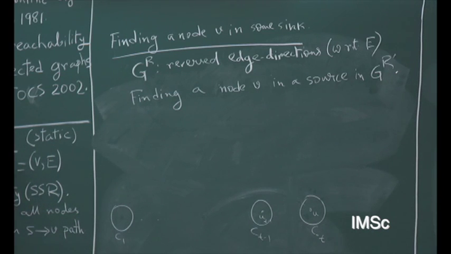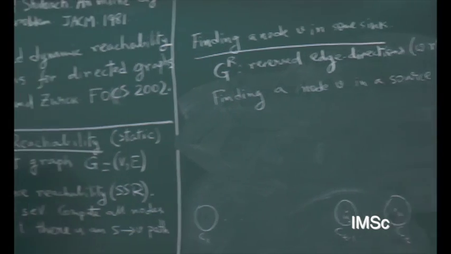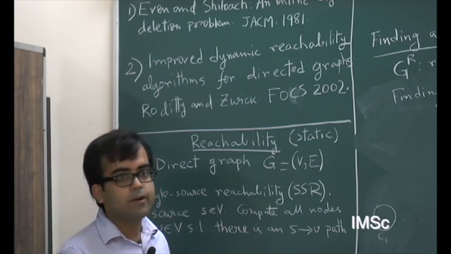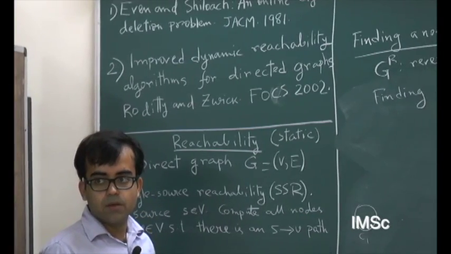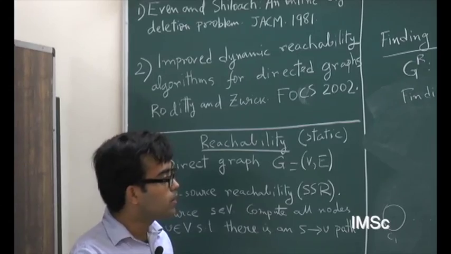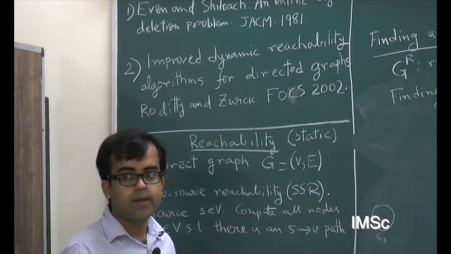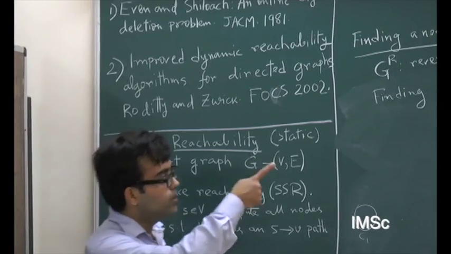And how will you do that? Just run a DFS on the entire graph. Then do a post order traversal and look at the node that you reach last in this post order traversal, and I claim that that node will be the desired one.